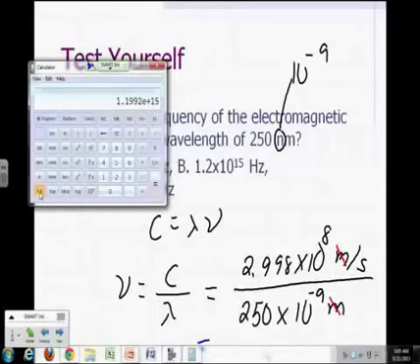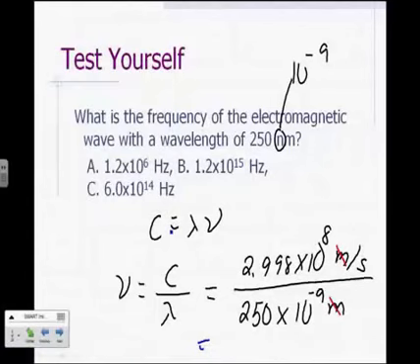In exponential notation, 1.199, so with 2 sig figs, 1.2 times 10 to the 15. So this is 1.2 times 10 to the 15, and the unit is per second, or hertz. That's the frequency. Okay, so what's the answer?